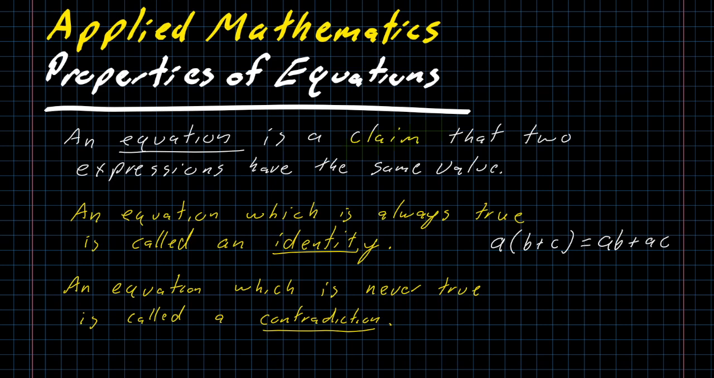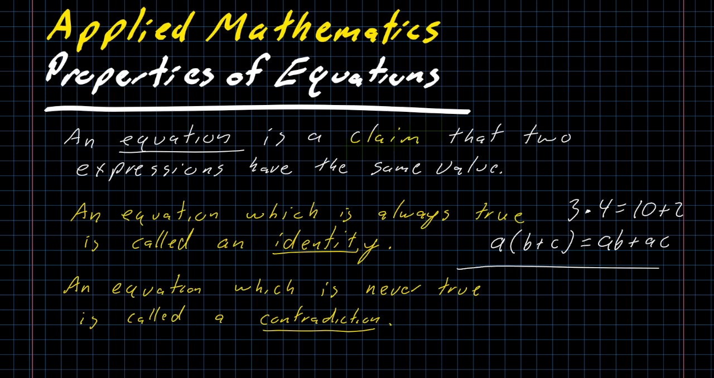There's nothing that says that an identity has to be profound, though. It is equally true that 3 times 4 is equal to 10 plus 2. There's no deep meaning as to why 3 times 4 and 10 plus 2 happen to have the same value, but they do both have the same value of 12, so it is an equation. It is an equation which is an identity. It is always true.